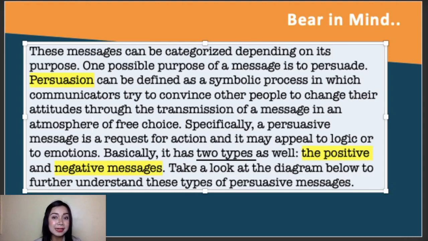Persuasion can be defined as a symbolic process in which communicators try to convince other people to change their attitudes through the transmission of a message in an atmosphere of free choice. Specifically, a persuasive message is a request for action, and it may appeal to logic or to emotions. Basically, it has two types as well: the positive and negative messages. Take a look at the diagram below to further understand these types of persuasive messages.